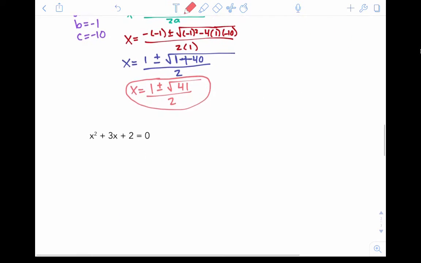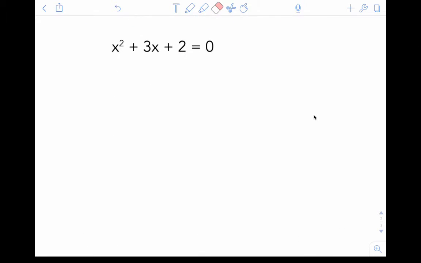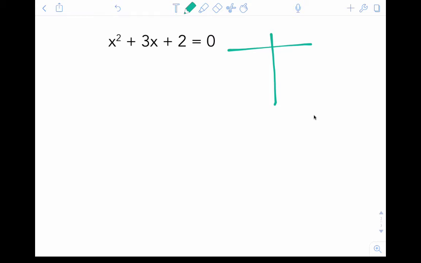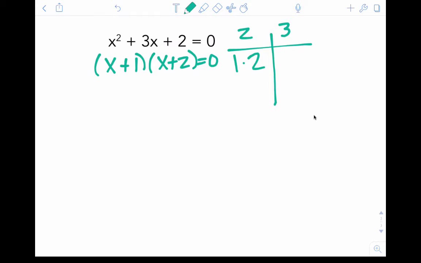All right, we're almost there. We only have one more problem left. When I look at this, some of you might notice that this is actually factorable. If I use my a equals 1 shortcut with the AC method, I need factors of 2 that add up to 3. Well, 1 times 2 works for that. So if I write out my factors, I have x plus 1 and x plus 2. So when I work this out, I get x equals negative 1 and x equals negative 2.